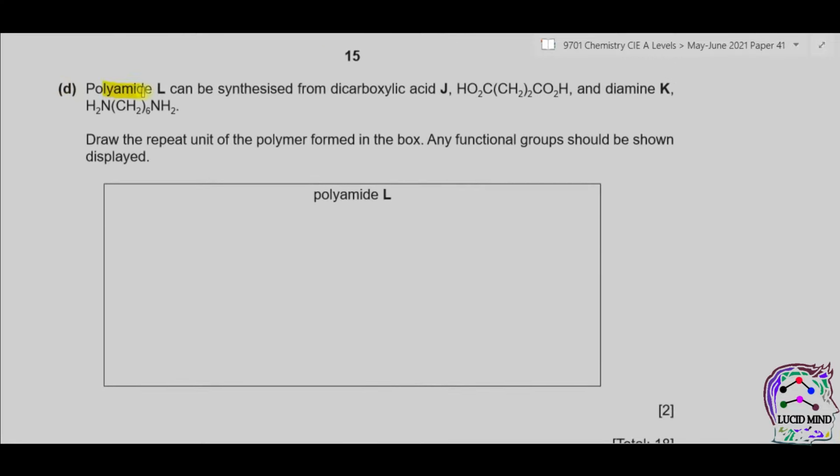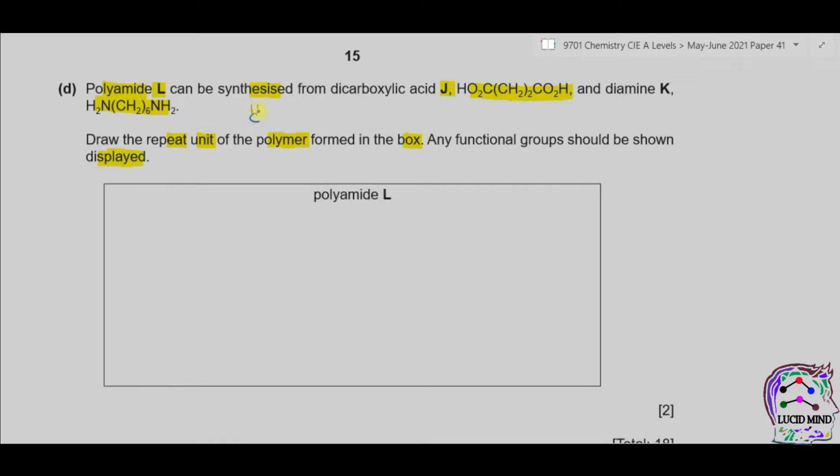Polyamide L can be synthesized from dicarboxylic acid J, this one, and diamine K, this one. Draw the repeat unit of the polymer that is formed in the box. Any functional groups should be shown displayed. We have these two. First one is J.